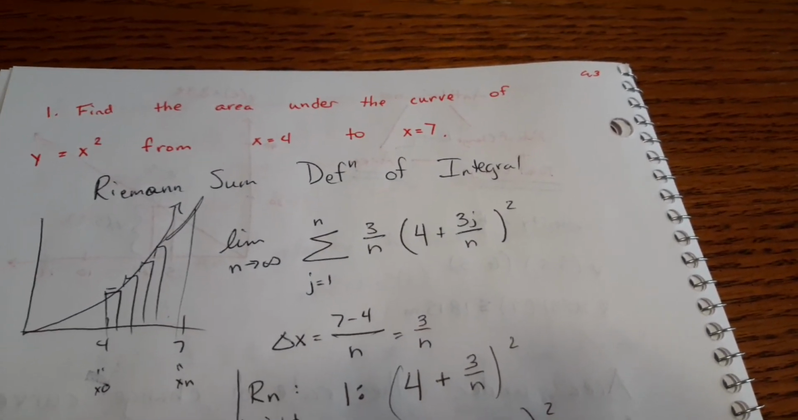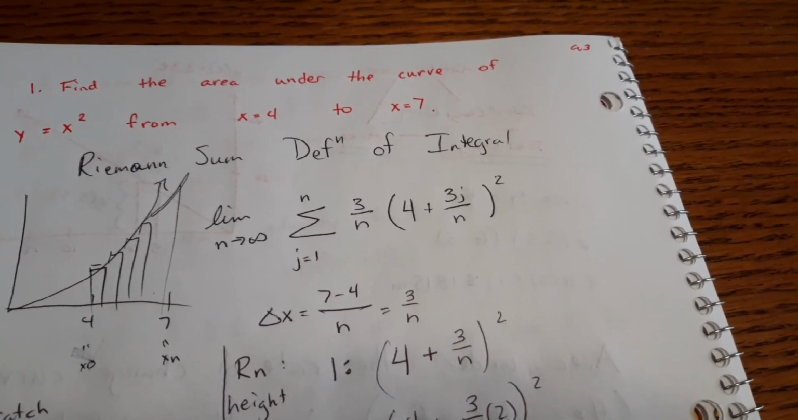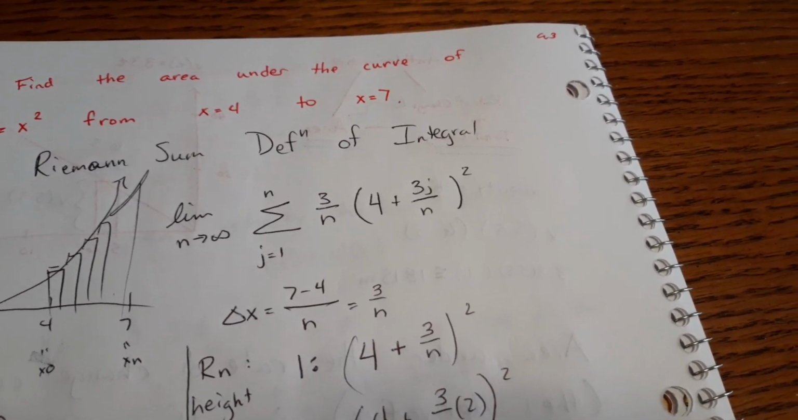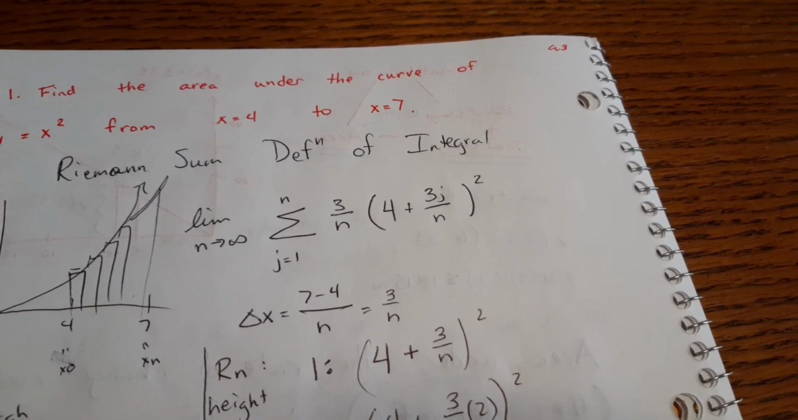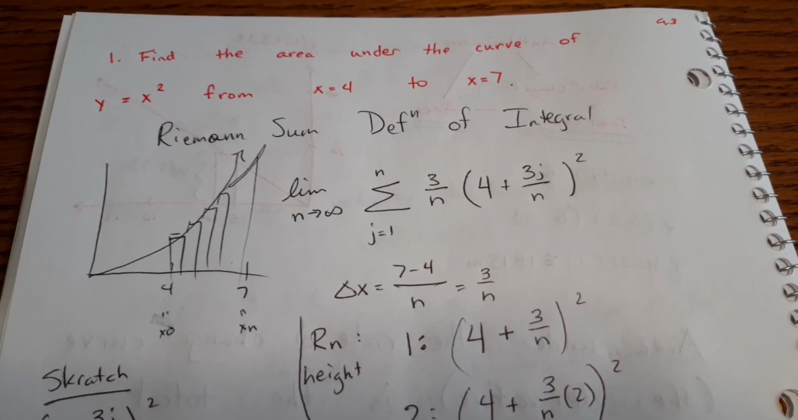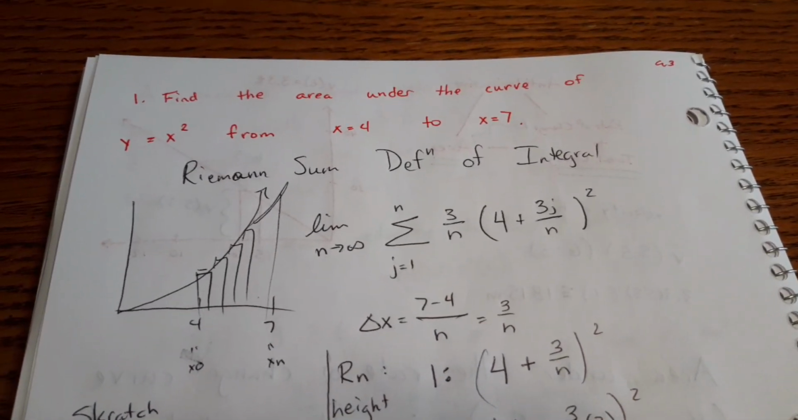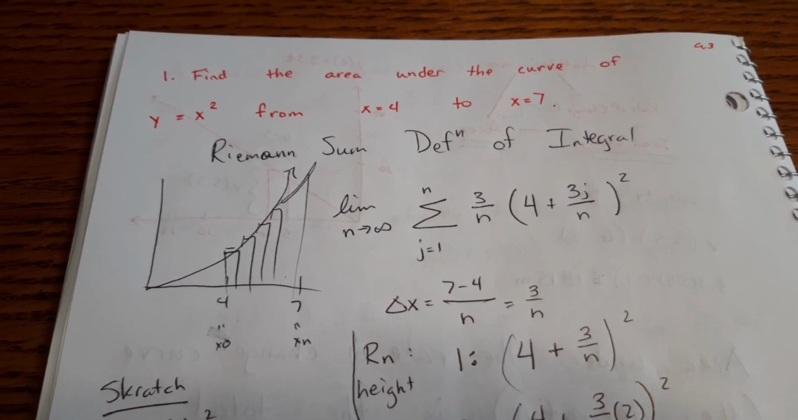And so the area of the jth rectangle is 3 over n, your width, times 4 plus 3 over n times j, all squared to get your height. So width times height to get the area. You're summing up from j equals 1 to n of your rectangles to get your total sum. And then we're letting the limit of the number of rectangles go toward infinity.